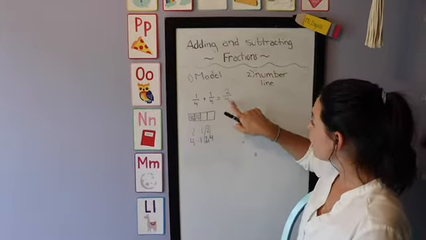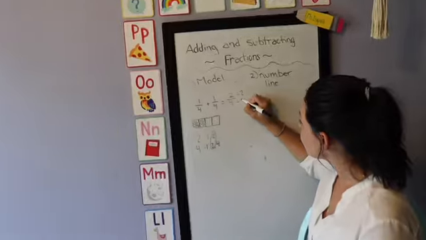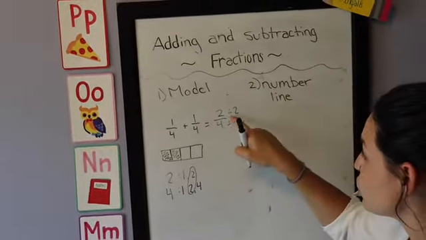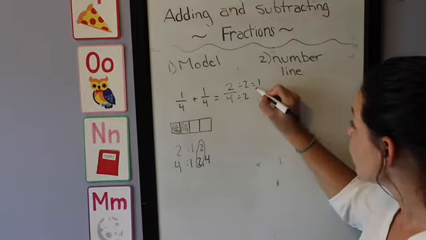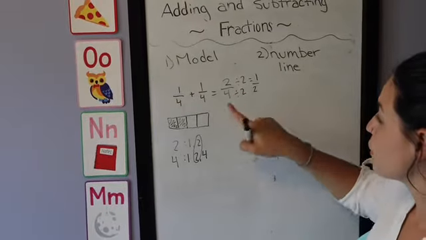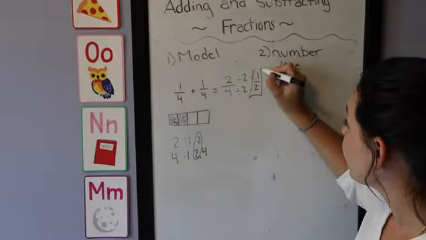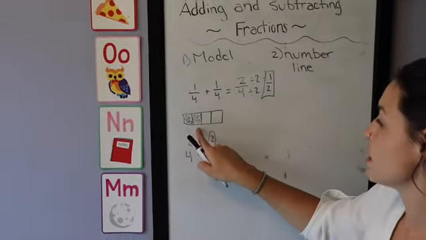And so then you're going to come back to this, you're going to divide the top by 2, you're going to divide the bottom by 2. So 2 divided by 2 equals 1, 4 divided by 2 equals 2. So simplified, 1/4 plus 1/4 equals 1/2. We can prove this with this as well.